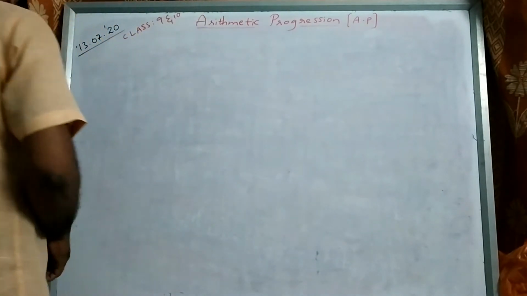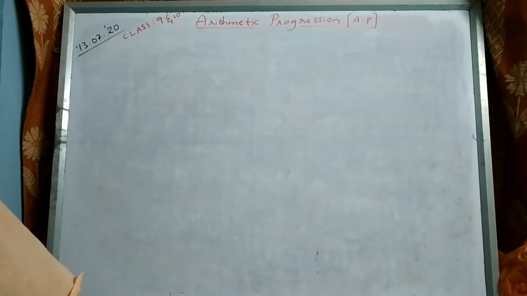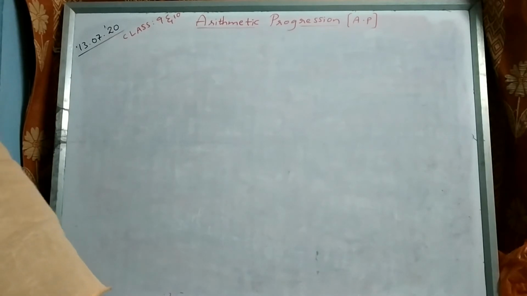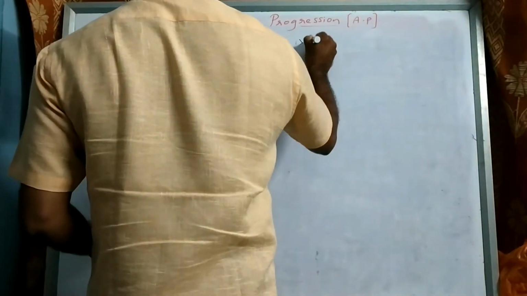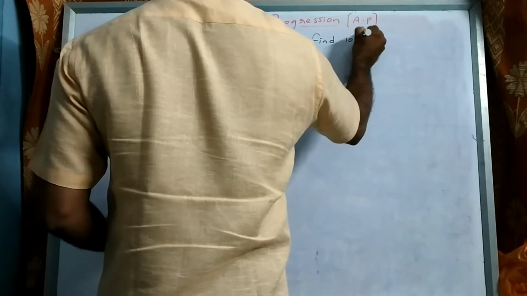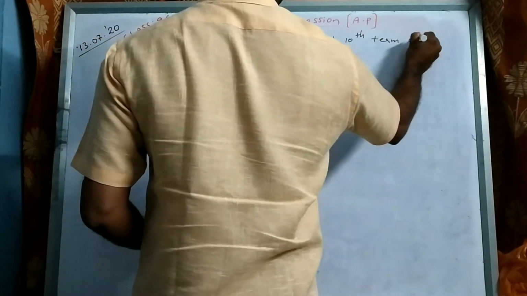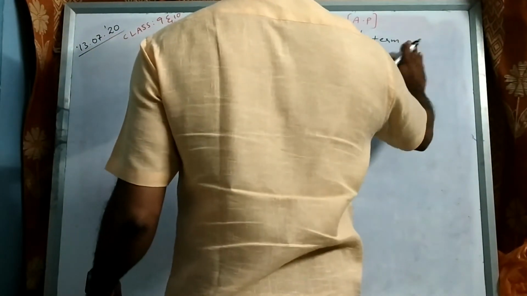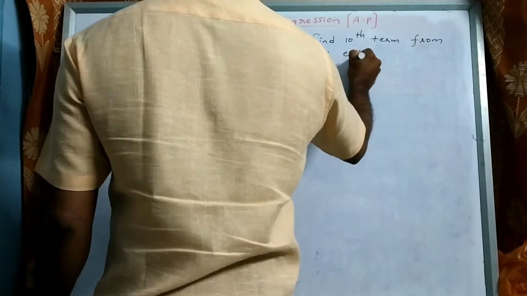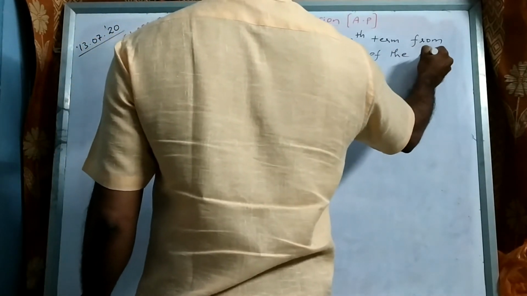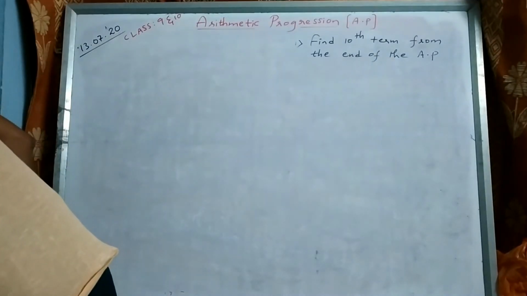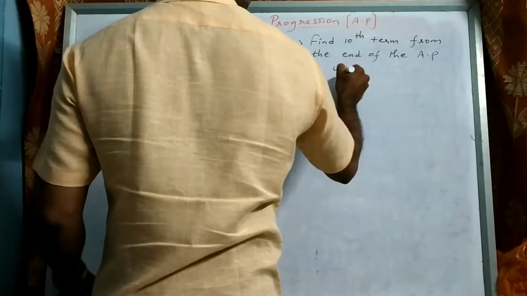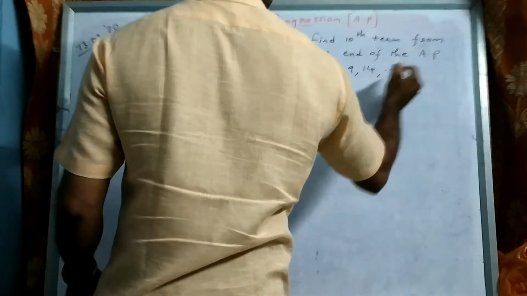So one more question. Find the 10th term from the end of the AP: 4, 9, 14, and so on, 254.